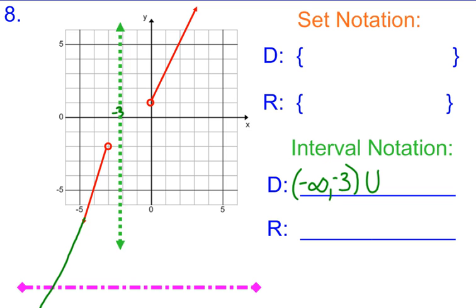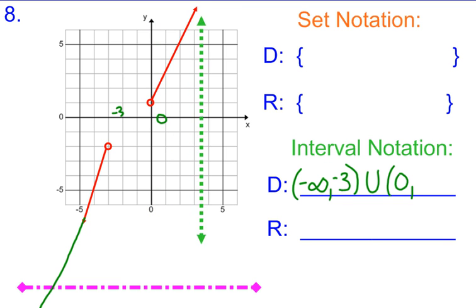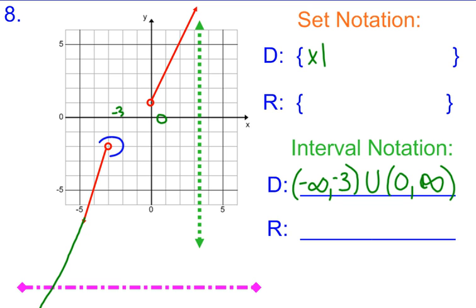As I move across with my green dashed line again, right here at 0, I start touching again, and that's going to be a parenthesis. And as I move my line across, I can see that I'm going to continue to touch forever as that line goes up. So I'm going to say to positive infinity. My set notation would be values of x such that, and again we look at the circles. This is happening at -3, so is x greater than -3 or less than -3? Well, it's going this way. So x is less than -3.